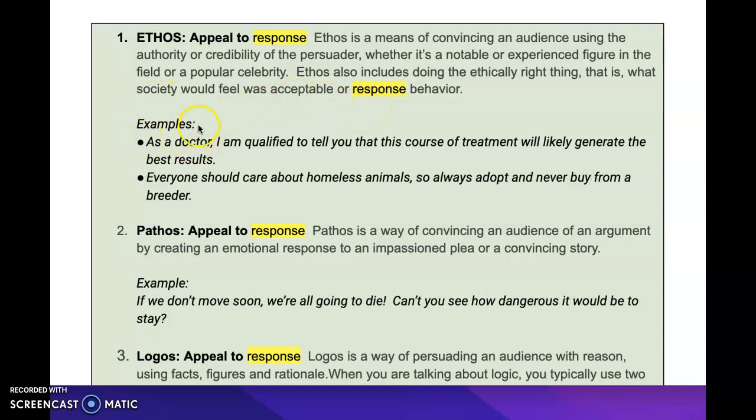Let's look at these 2 examples down here. The first one says, as a doctor, I am qualified to tell you that this course of treatment will likely generate the best results. This term here, as a doctor, is giving the audience the idea that this person is credible to explain the course of treatment. The second example, everyone should care about homeless animals, so always adopt and never buy from a breeder. This one is also an ethos example, but it's explaining just to do the right thing. Like our society, we feel everyone should care about homeless animals, so it's appealing to your emotions in that way.